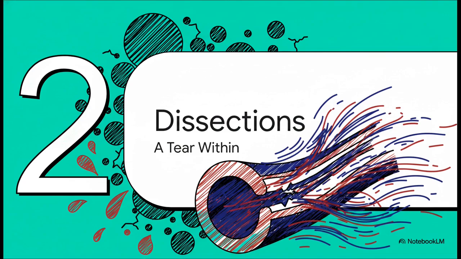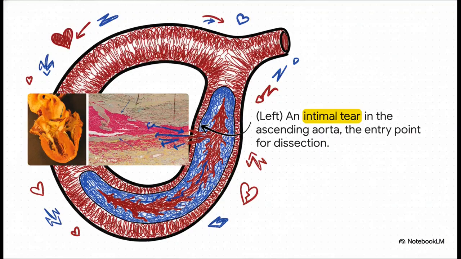Now this is not a bulge, but a tear. It's a true medical emergency where high-pressure blood literally rips through the vessel wall itself. Here is the crime scene. That small tear you are seeing in the intima, the innermost layer, that's the entry point. Once that happens, the high-pressure blood from the aorta starts forcing its way into the wall, ripping the layers of the aorta apart from the inside.